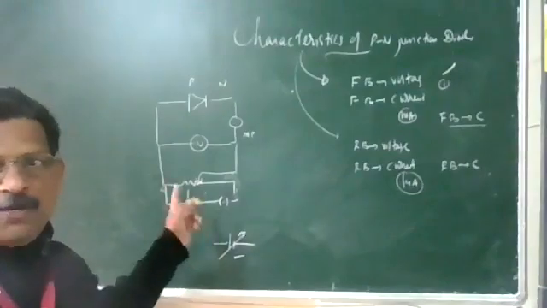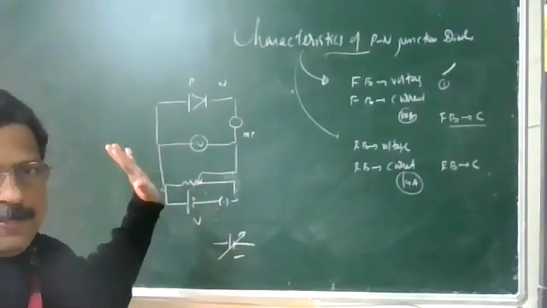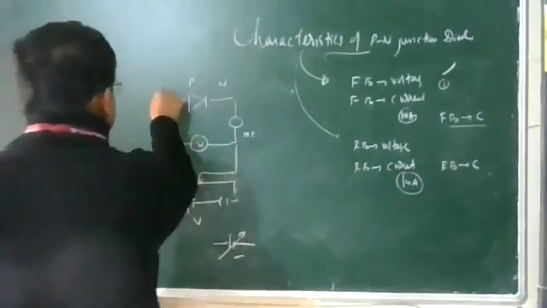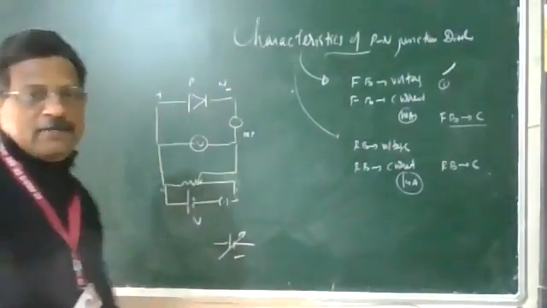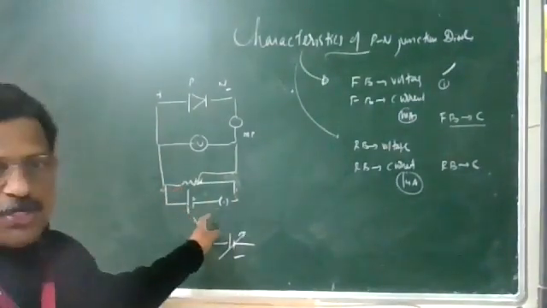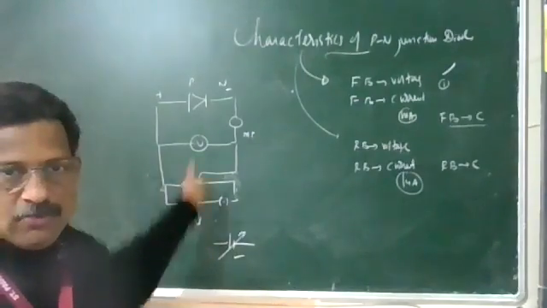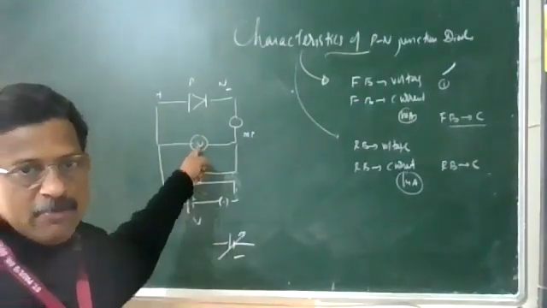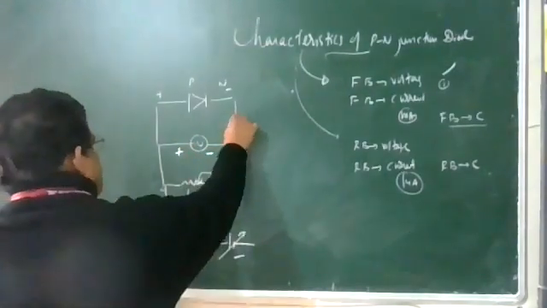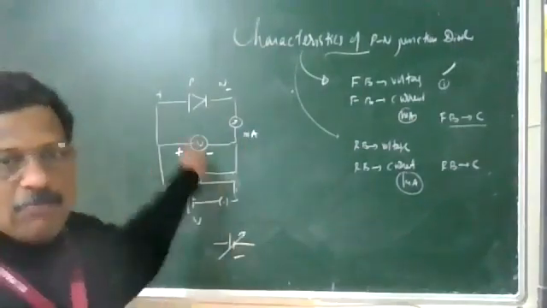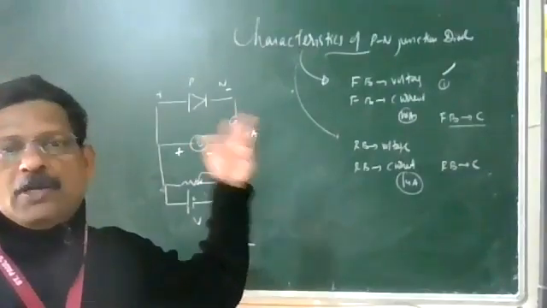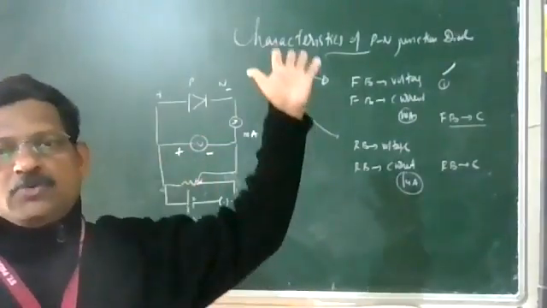Values are 0.1, 0.2, 0.3, 0.4, etc. So it is in forward bias. P side is connected to positive and N side is connected to negative. It's a forward bias. Adjust the rheostat and slowly increase the forward bias voltage. You can observe the voltage here. This ammeter will record the current. Mark the voltage and the current. Slowly we increase the voltage: 0.1, 0.2, 0.3, 0.4, 0.5, 0.6, 0.7, etc.